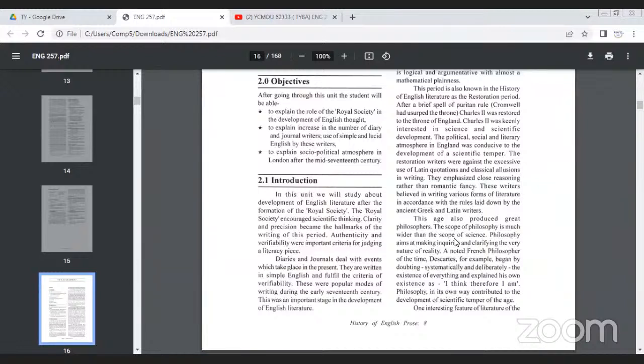The scope of philosophy is much wider than the scope of science. Philosophy aims at making inquiries and clarifying the very nature of reality. A noted French philosopher of the time, Descartes, for example, began by doubting systematically and deliberately the existence of everything, and explained his own existence as "I think, therefore I am." Philosophy in its own way contributed to the development of the scientific temper of the age.